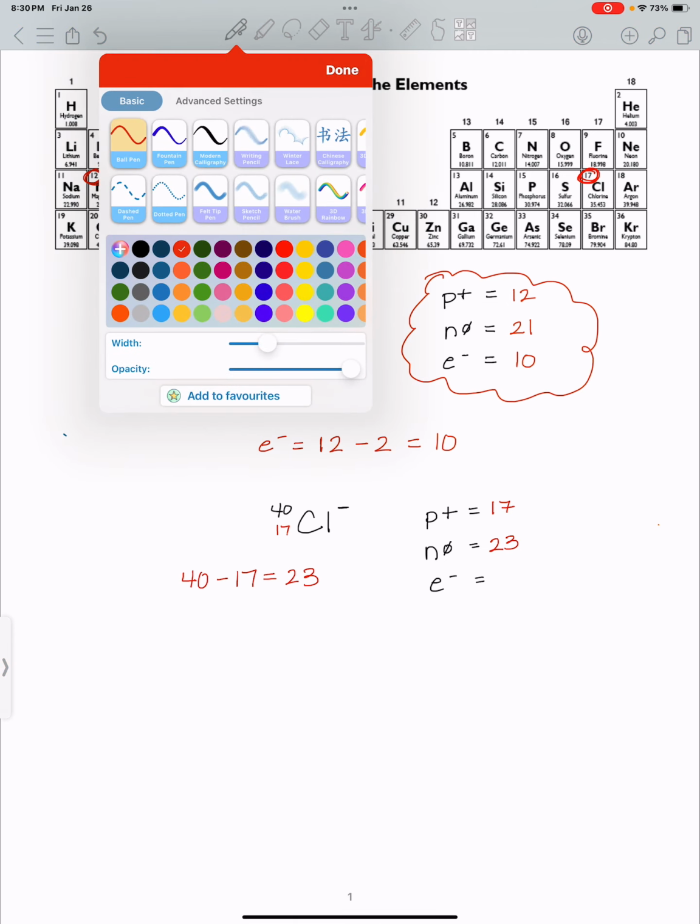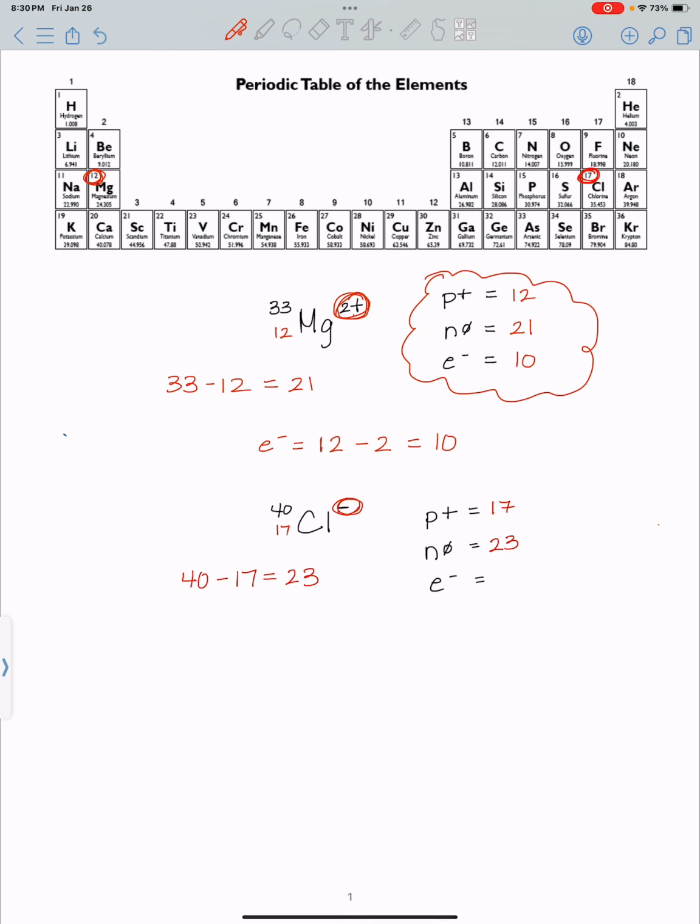Okay, so now we have to take a look at the charge right here. If it was electrically neutral, we would expect chlorine to have 17 electrons, as well. However, we look at this charge and we see a negative charge, which indicates that it has gained an electron. So in this particular anion, we have 18 electrons. It should have 17, but now we have a negative charge, which means we gained an electron. So we have a total of 18 electrons.